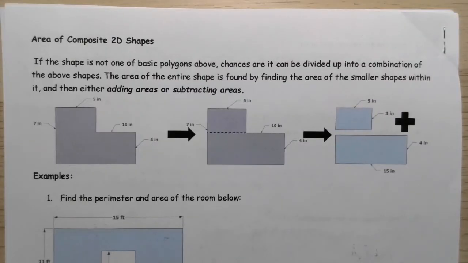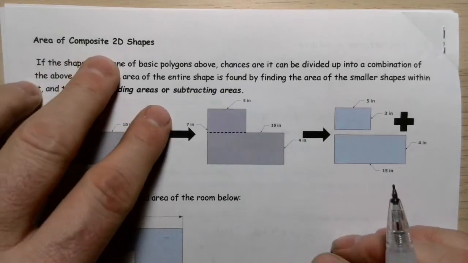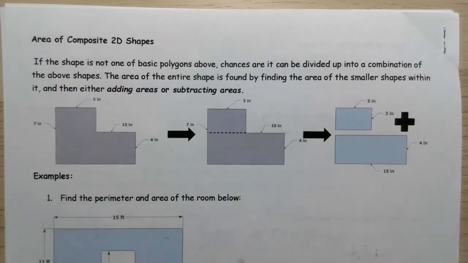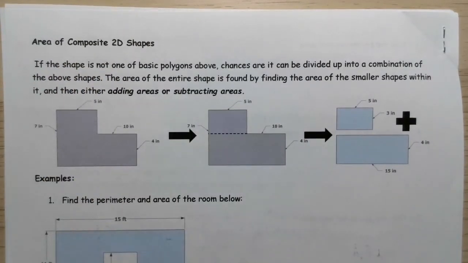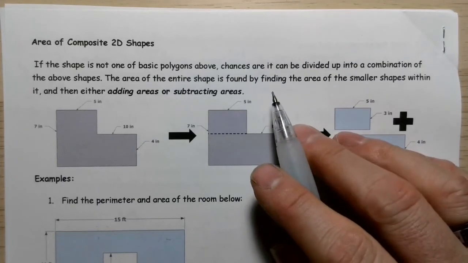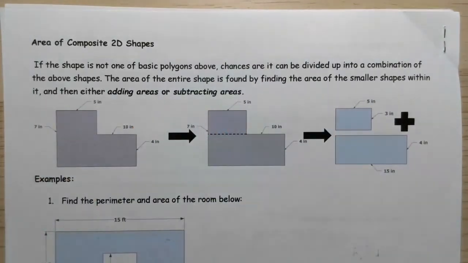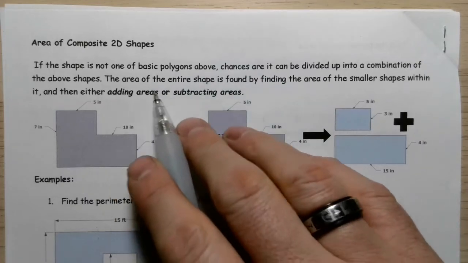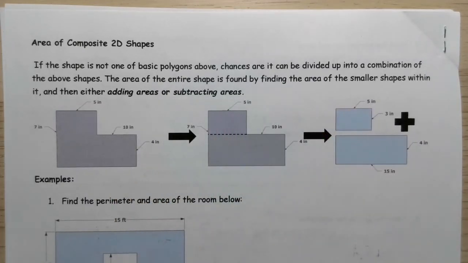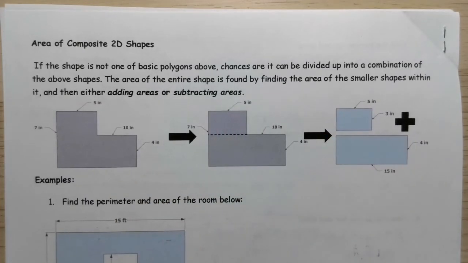Right, for this last little section we're going to take a look at the area of composite 2D shapes. So, if the shape is not a basic polygon like we've seen above here, then chances are, like it says here, you can divide it up into those shapes. So the area of the entire shape is just going to be found by finding the area of those smaller pieces and adding them together. Or subtracting them, depending on how you want to do this.